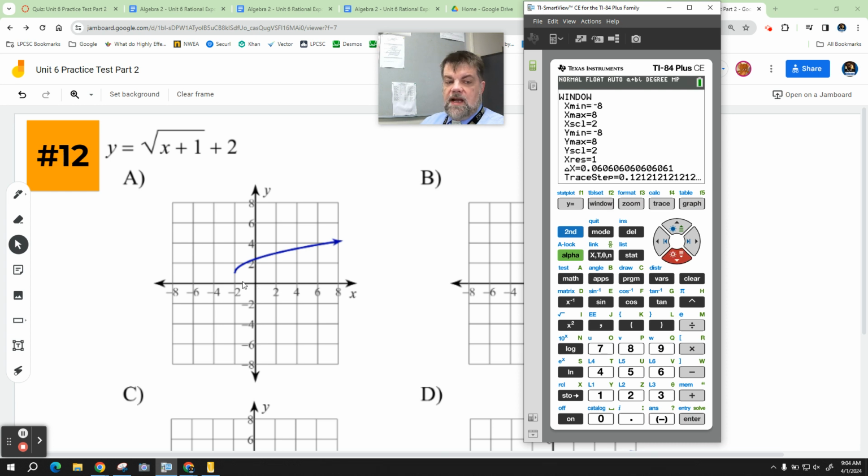Also notice that they're counting by 2. So it goes 2, 4, 6, 8. That's the scale. So if I say x scale equals 2, that means I'm going to count by 2's in the x direction. If I say y scale equals 2, that means I'm going to count by 2's in the y direction, right? 2, 4, 6, 8. Now that I've got that set up like that, my graph will look just like the graphs in the multiple choice questions.